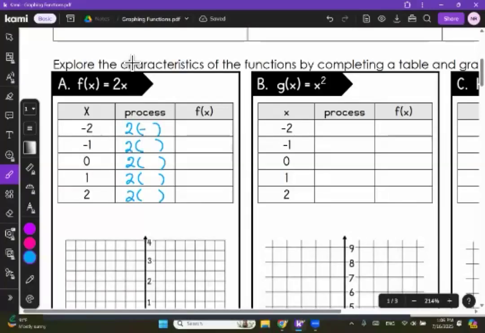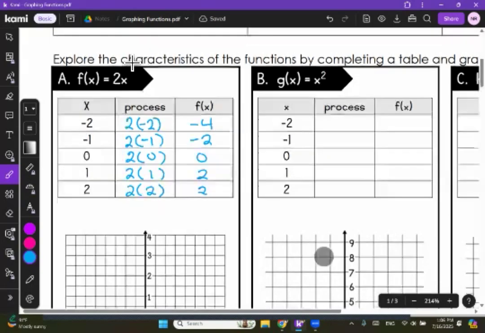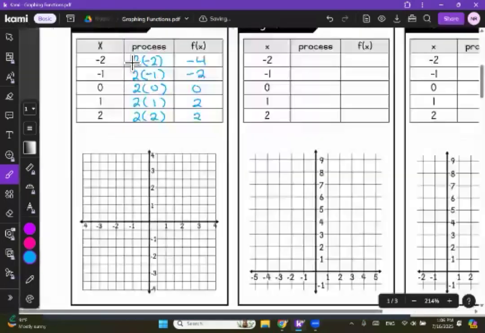So first thing I want to do is plug in the number negative 2. 2 times negative 2, negative 4. The next number, negative 1. 2 times negative 1, negative 2. Next number is 0, so that gives us 0. 2 times 1 is 2. 2 times 2 is 4. So what kind of graph would this give us?